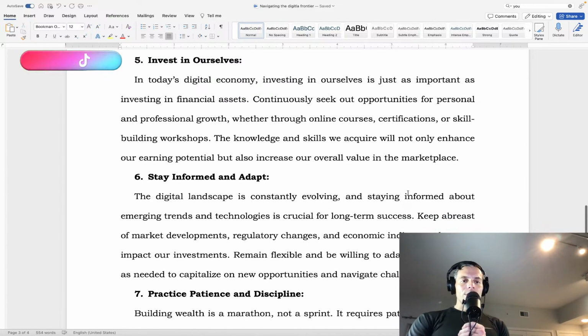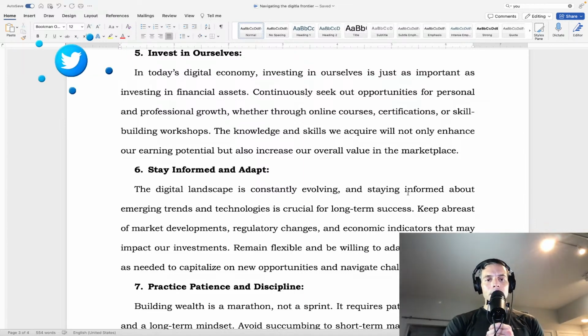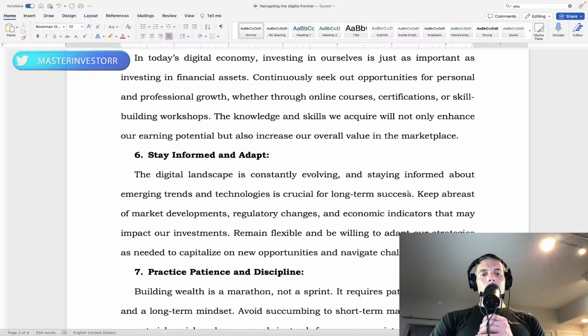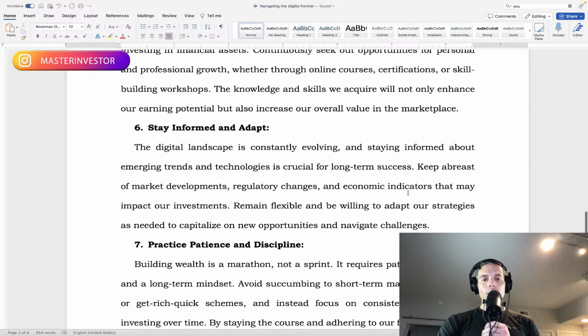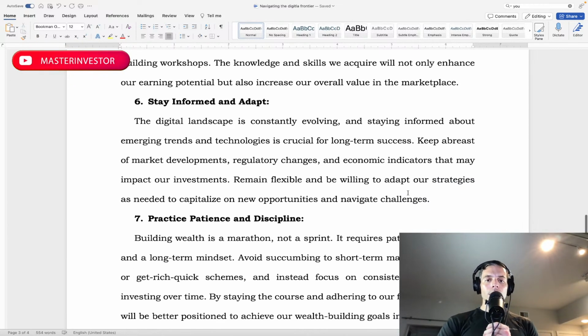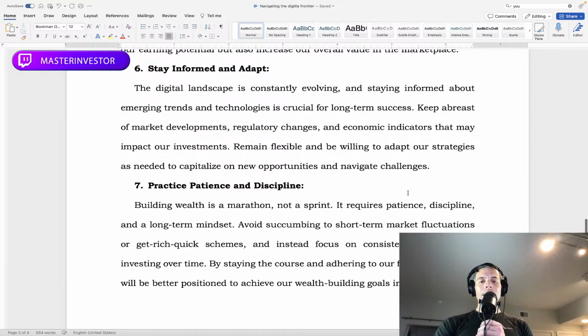Number 5, invest in ourselves. In today's digital economy, investing in ourselves is just as important as investing in financial assets. Continuously seek out opportunities for personal and professional growth, whether through online courses, certification, or skill building workshops. The knowledge and skills we acquire will not only enhance our earning potential, but also increase our overall value in the marketplace.